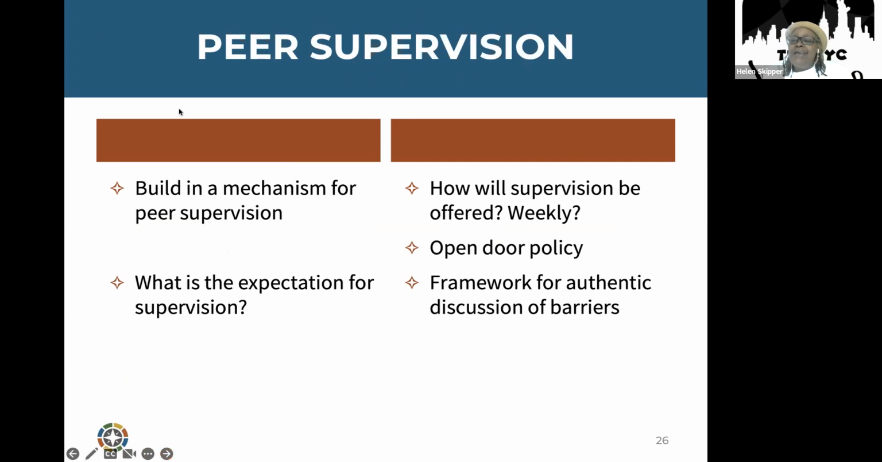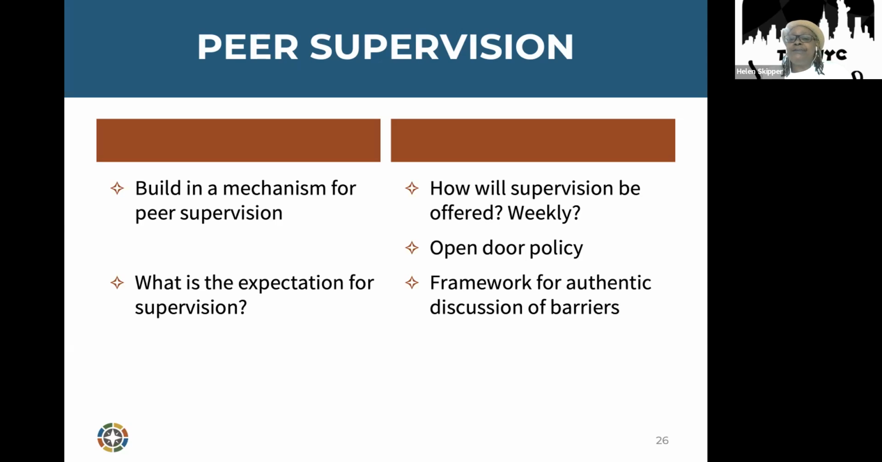Peer supervision. I am going to tread very lightly with this because my colleagues are doing a whole separate training on peer supervision that I advise everybody to lean into, because this is one of my mentors doing this. I could never give you as much information about peer supervision as he could. I have learned from him, but I definitely second the idea that you should build in a mechanism for peer supervision. Part of that is thinking about what your expectation for supervision is.